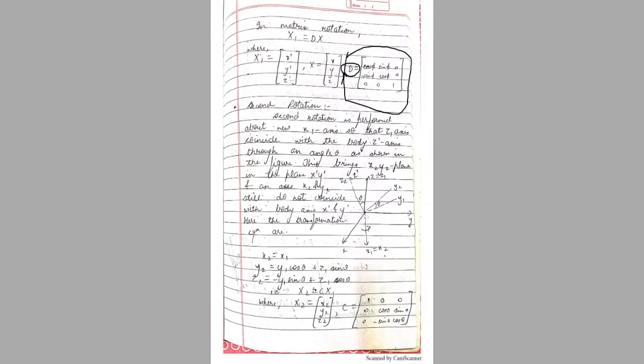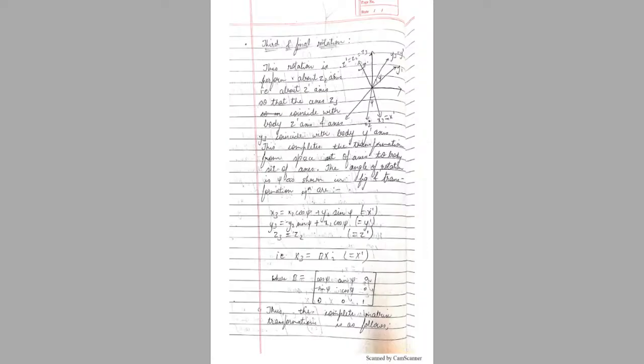See, second rotation. This is the second matrix which is responsible for the second rotation. Then we have the third matrix, matrix B, which is responsible for the third. See, here also there is Z1, Z2, Z3. We have reached our position, isn't it? So after that, yeah.